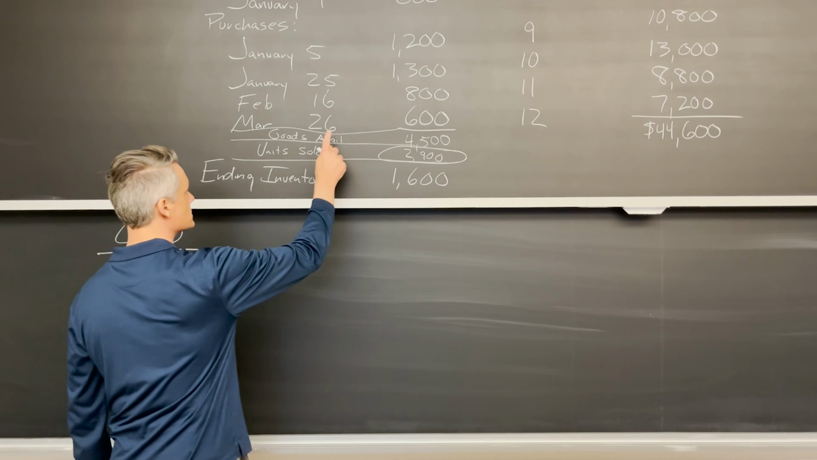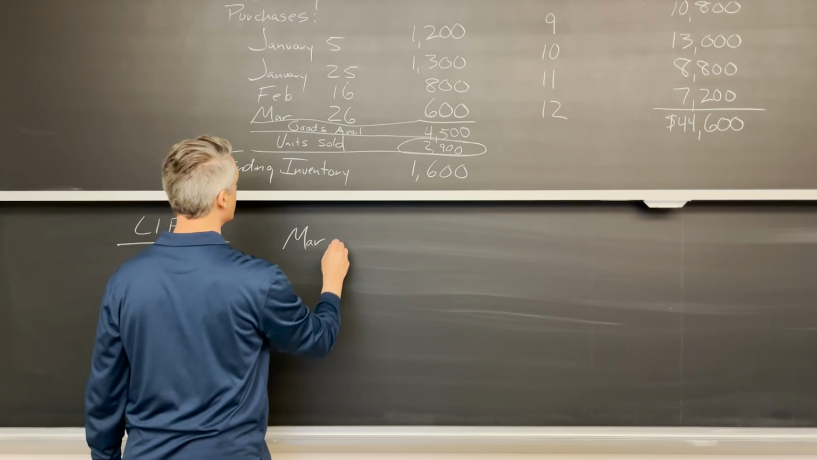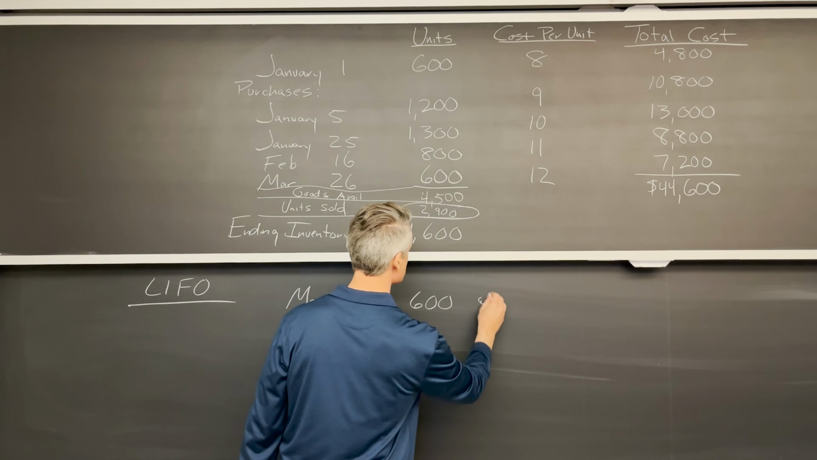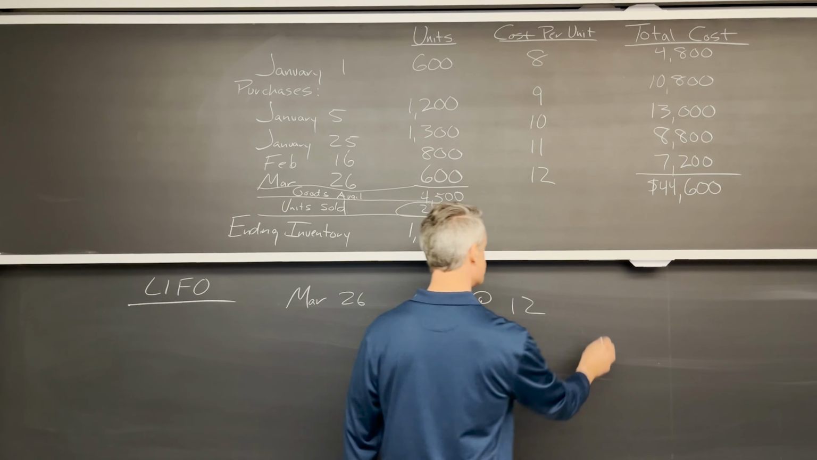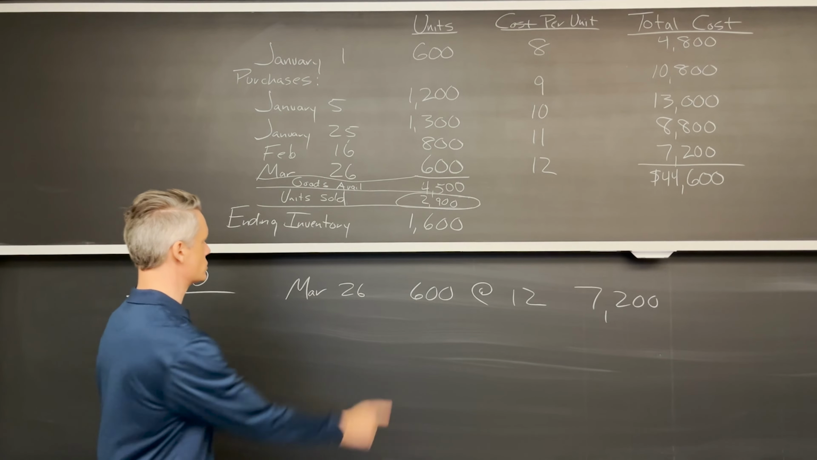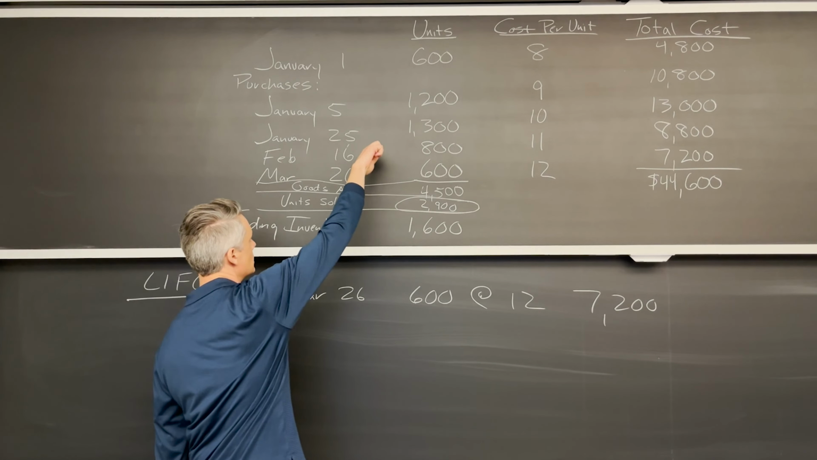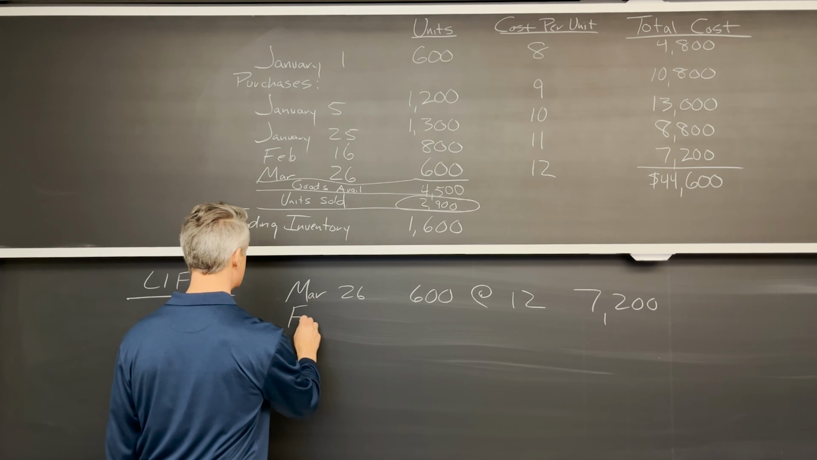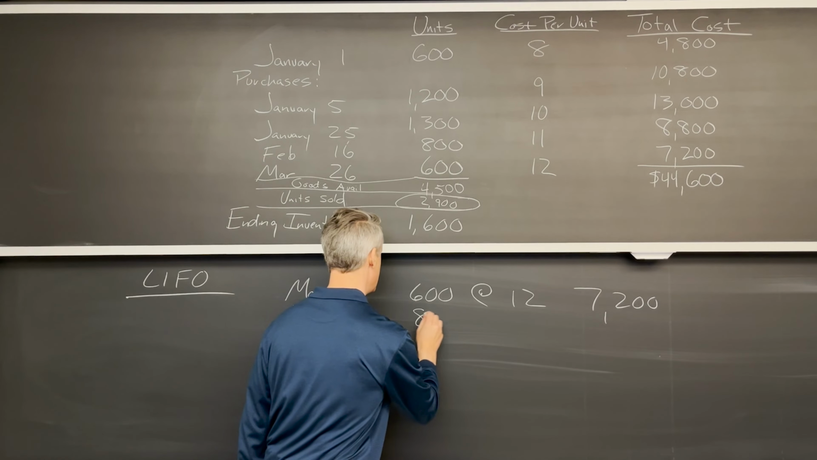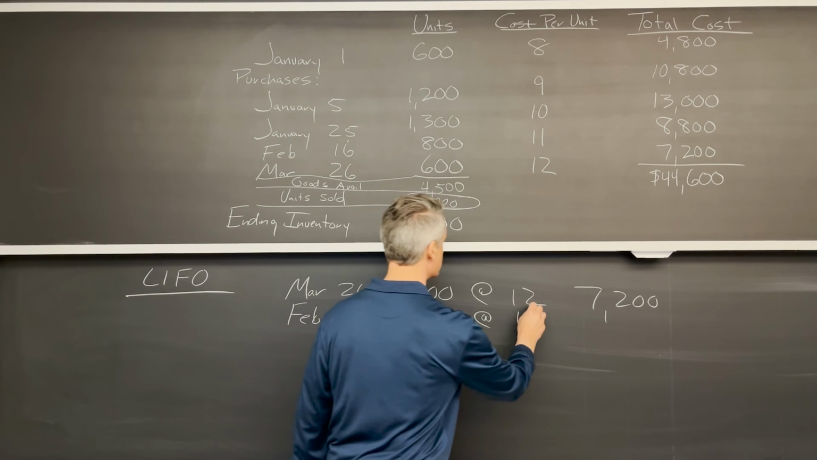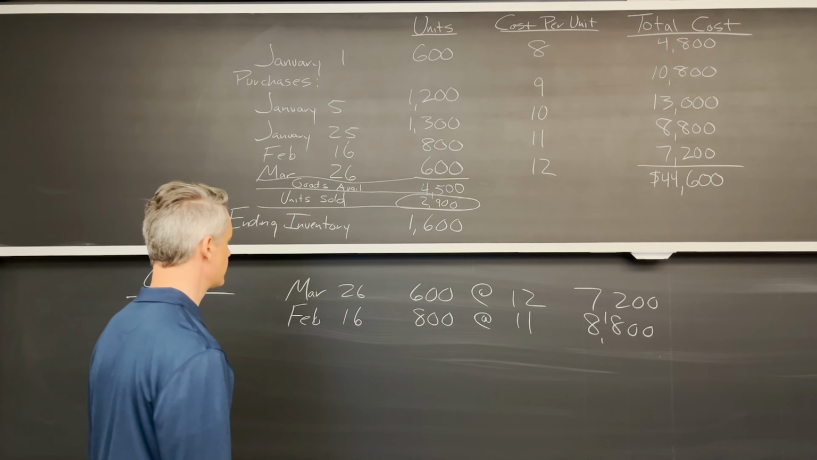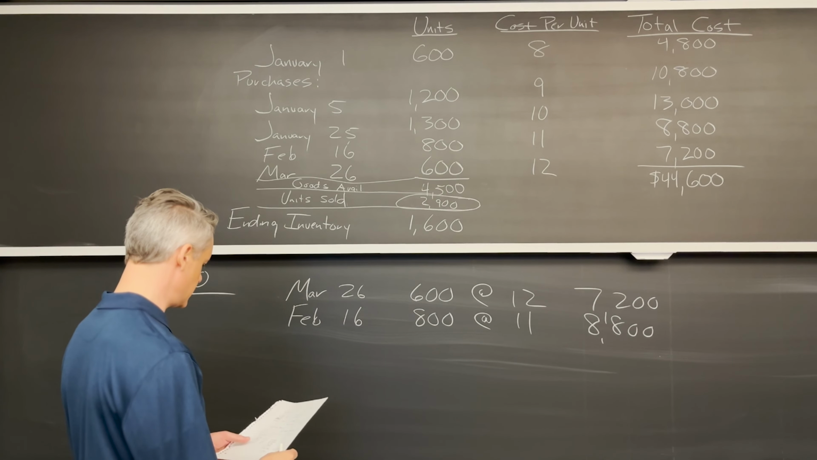We're going to take the most recent purchases. This starts from March 26th. We had 600 units that we purchased for $12 a piece, and that was $7,200. We sold 2,900 units, so we are going to assume we sold the next most recent purchase from February 16th. That was 800 units at $11 a piece for $8,800. So now we're up to 1,400 units.